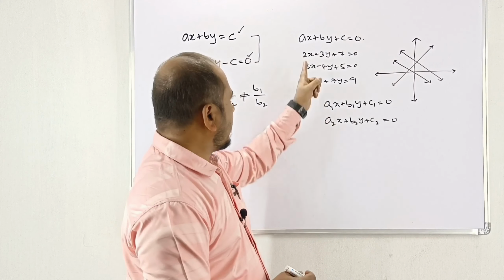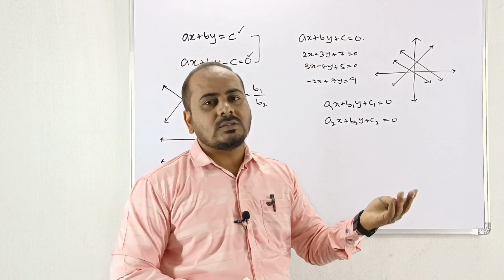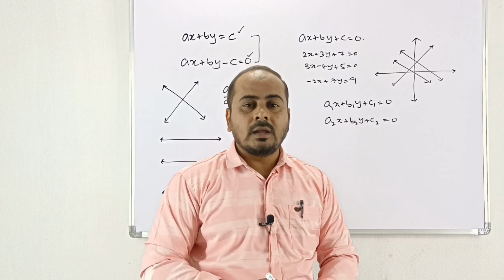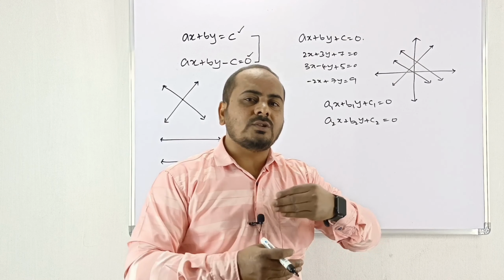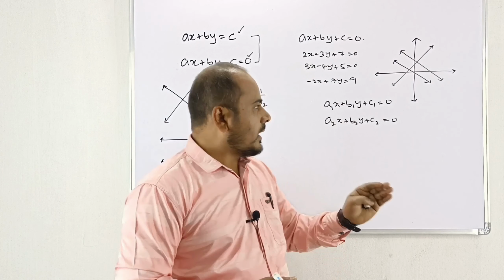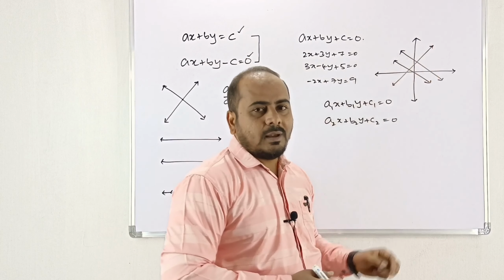Why? If you take the x value as 1, you will get some y value. If you take the x value as 0, you will get some other y value. In the same way, continuously if you change the value of x, the y value also will change. Like that, you will get infinitely many.